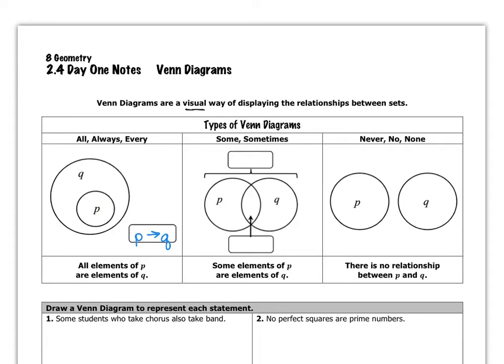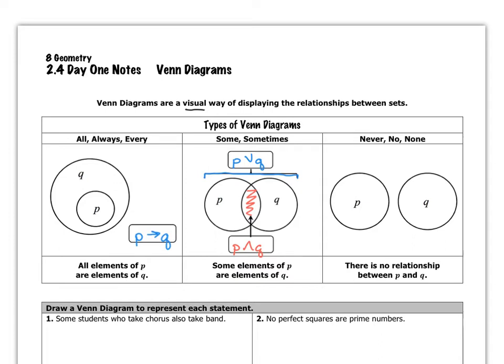The type you're probably most used to seeing is the one here in the middle, and this is a sometimes Venn diagram. You'll notice the two separate circles P and Q have some overlap, but not an entire overlap, and so the representation for this using our notation is the outside of the Venn diagram, this part here would be P or Q. That inside part, where those two circles overlap, is P and Q. So that means that some elements of P are elements of Q.